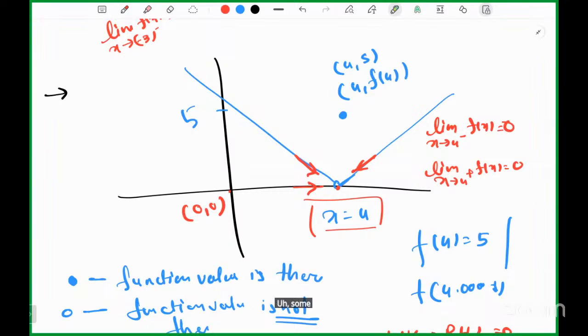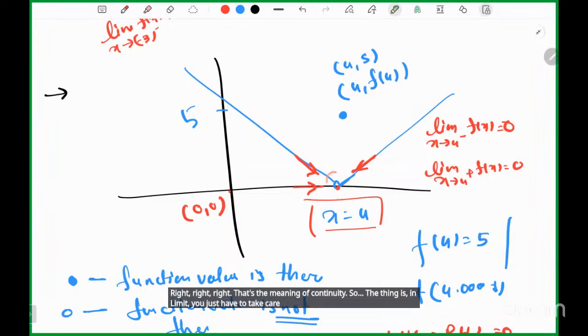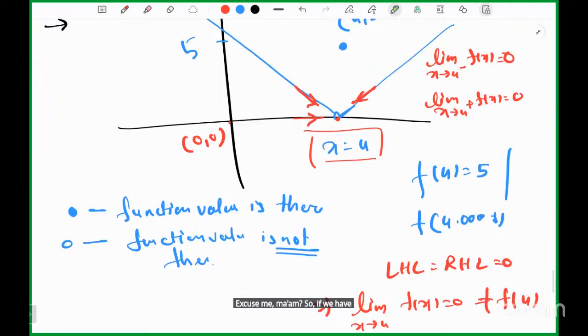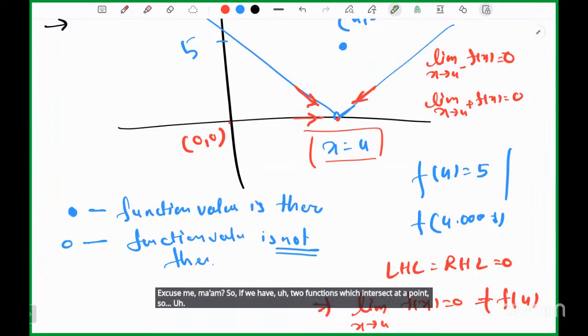Samiksha, here at x equal to 4, the limit exists, but it is not continuous, correct? That's the meaning of continuity. The thing is, in limit, you just have to take care of the point where the function value gets closer and closer, not the exact values. Excuse me, ma'am. If we have two functions which intersect at a point, are those two functions continuous at that point of intersection?